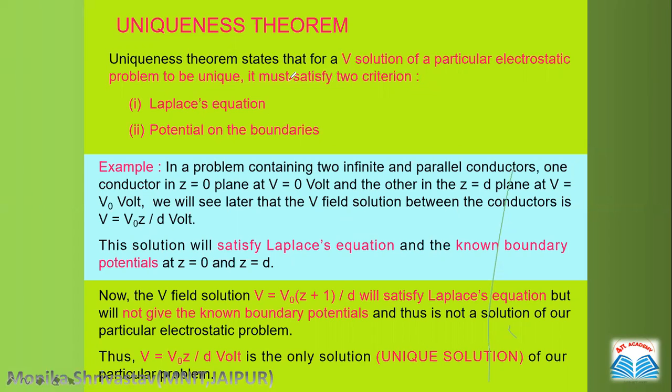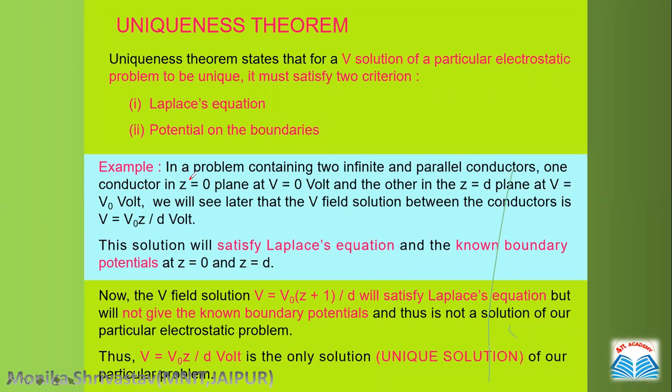The first one is that it should follow the Laplace equation, and the second one is that it should follow the equal potential on the boundaries. So here we will also apply our boundary conditions, and what those boundary conditions are you will get to know within a few minutes. Okay, so first of all we will do one example to understand this uniqueness theorem.